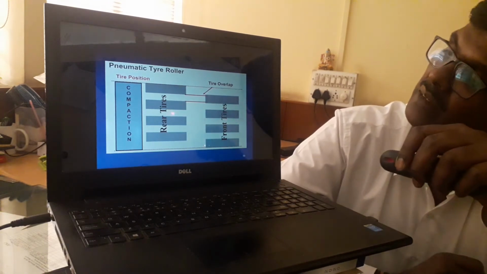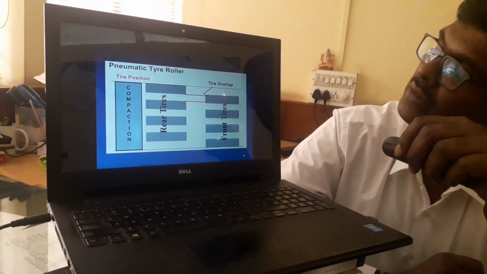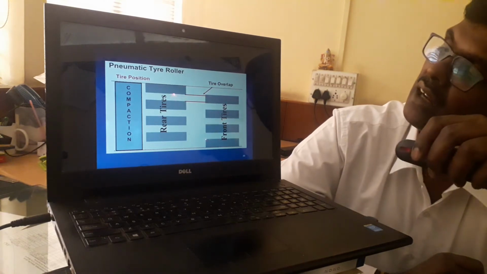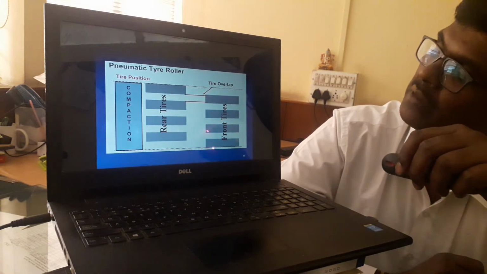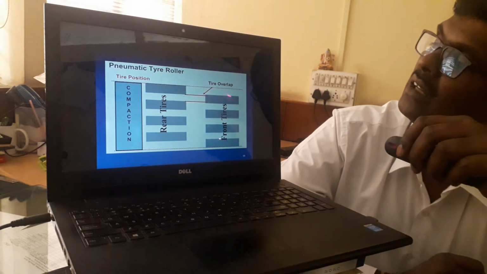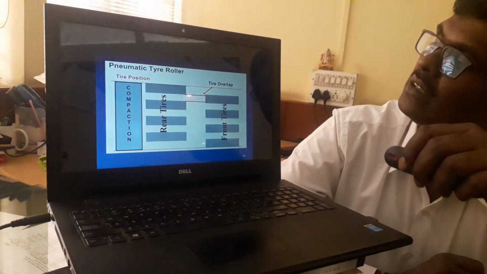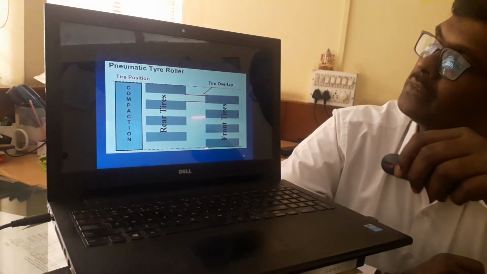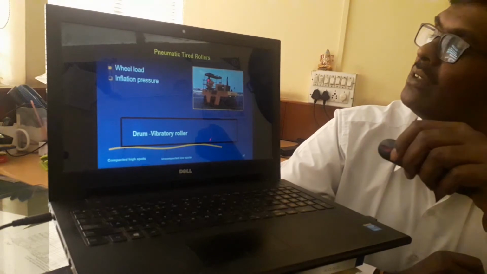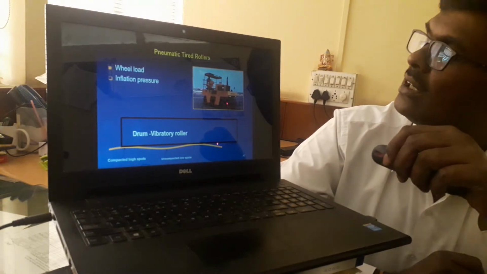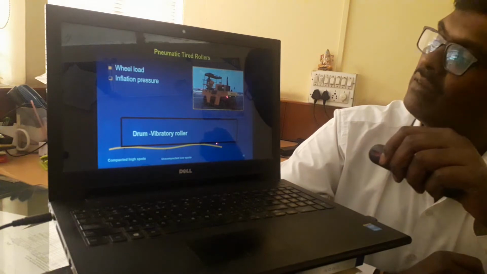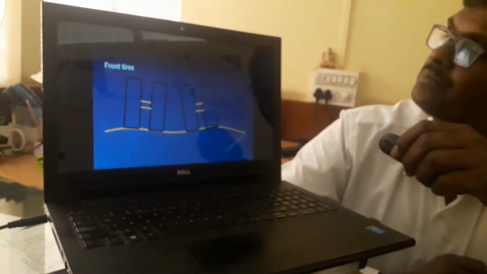You can see the schematic diagram of the placement of the wheels, front wheels and the rear wheels. As I said, this gap is filled by this wheel so that we get continuous compaction. The overlap happens here. So, as I said, the compaction of the pneumatic roller depends on the gross weight of this pneumatic roller, and also on the pressure of these wheels.